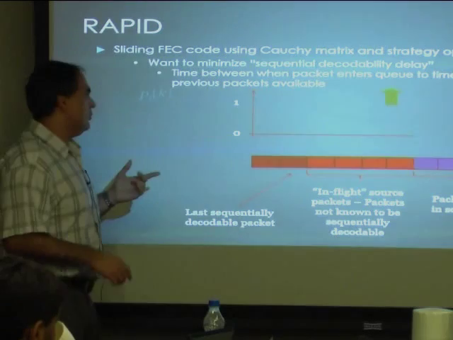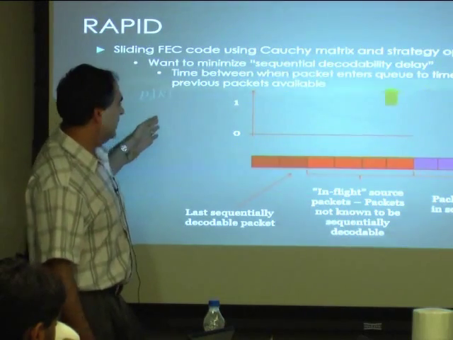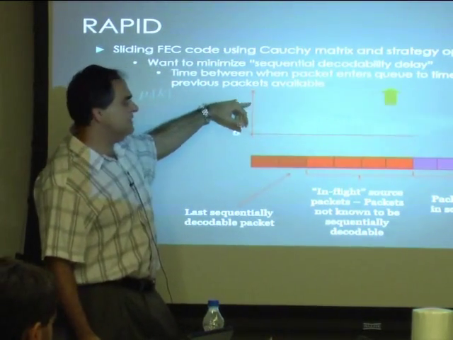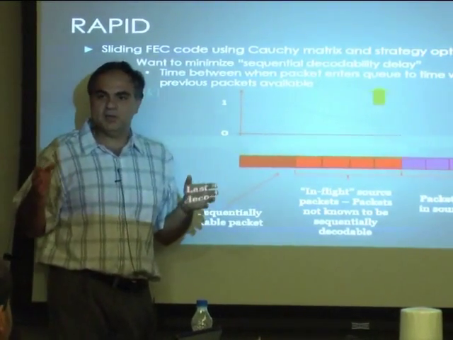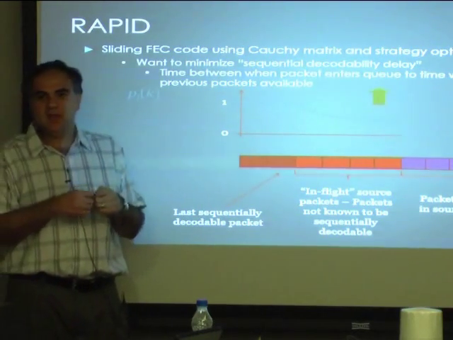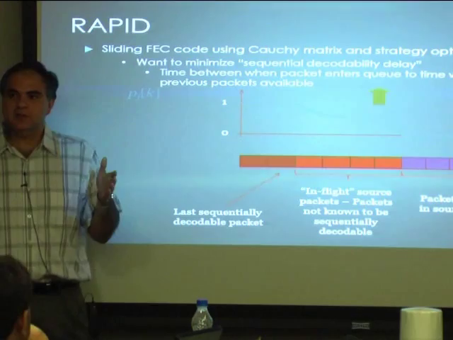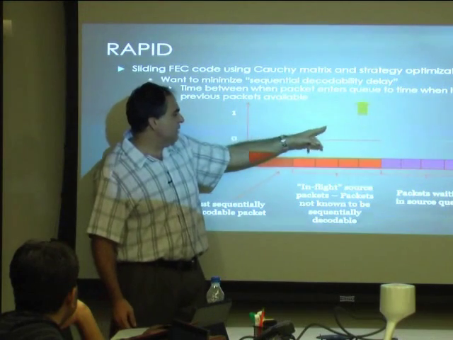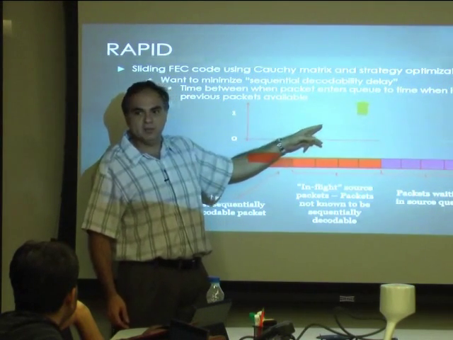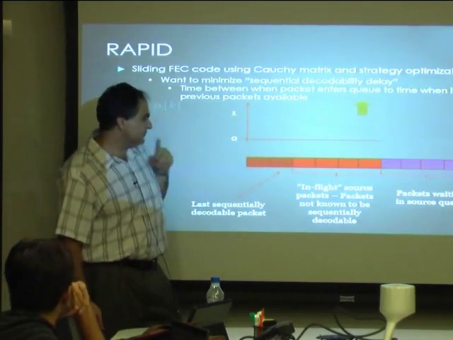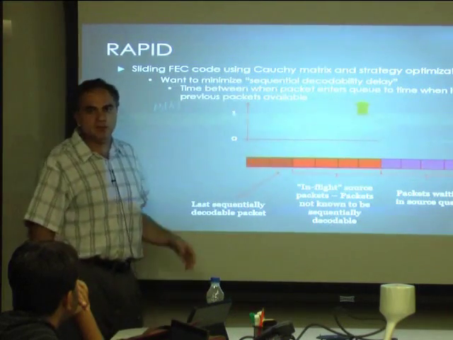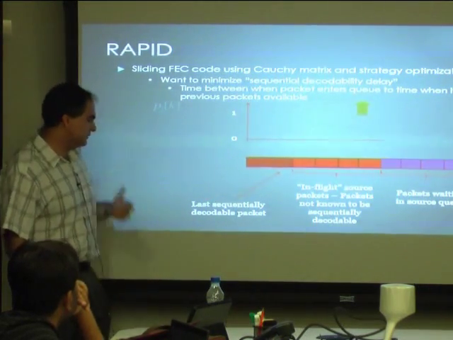And that's where we did this optimization framework. Let's say this x-axis is the index of the packet. This is the probability of what we call sequential decodability, which means this is the probability that I have all the packets up to this packet J. And this can only decrease, because the probability that I have everything up to here has to be less than or equal to the probability that I have something up to here. And of course, it drops to 0 because there's no data sent here, so you can be 100% sure that nothing is there.